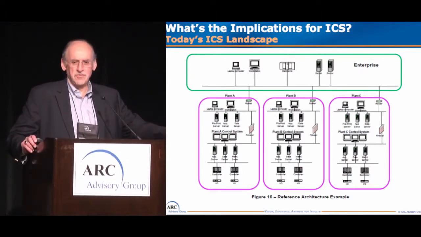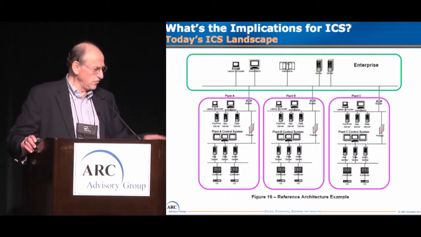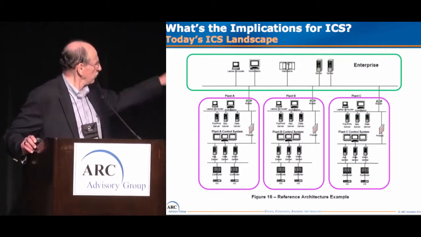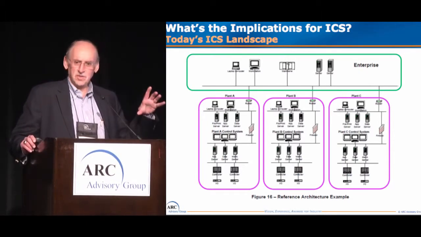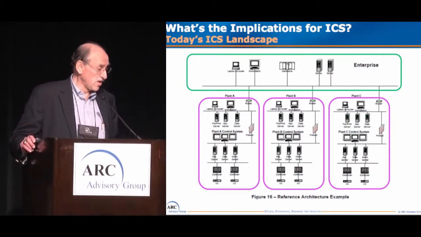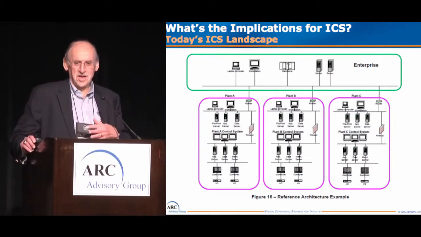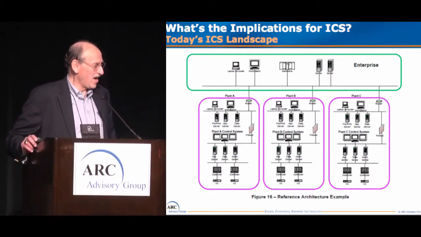And this one happens to have 3 plants, plant A, plant B, plant C, connecting to some enterprise system. And if you look within those purple, or whatever that color is, boxes, you see a typical multi-layer control system, a Purdue model. Again, I always say Purdue model. I guess I date myself, but when I started it was Purdue models.